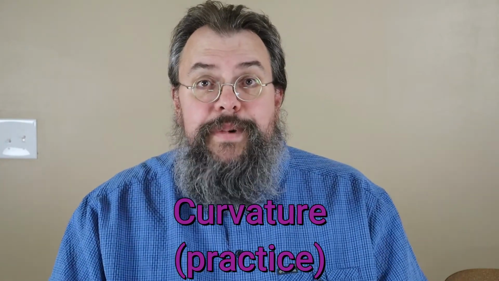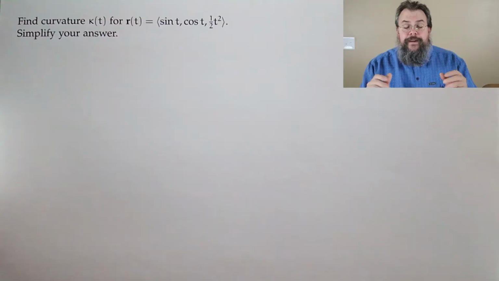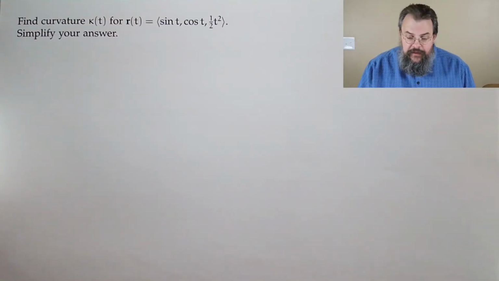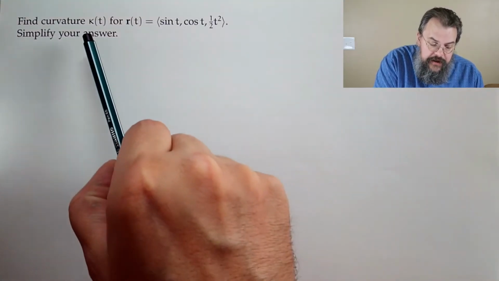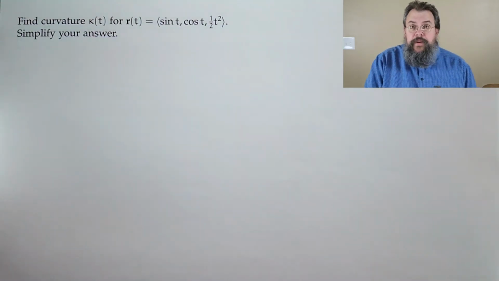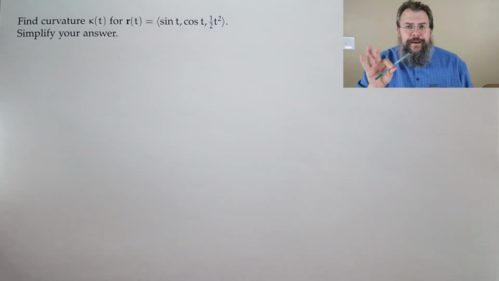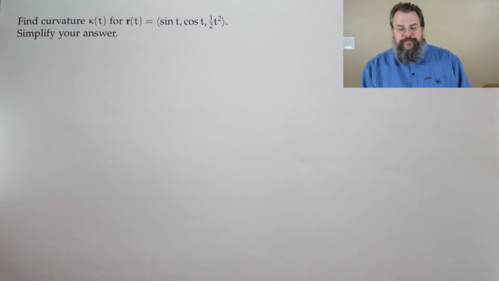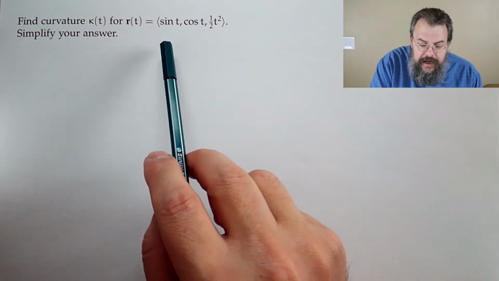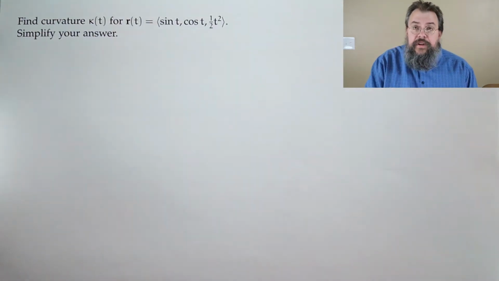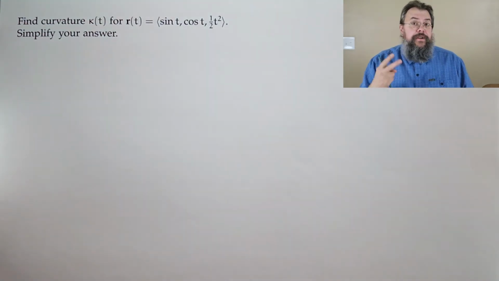Well, let's begin. For our first problem, find the curvature, and curvature is denoted with this symbol kappa. It looks a lot like a K. So if you say K, between friends, we know what you mean. And our curve is sine, cosine, and half t squared. Now we're going to do this in two different ways.